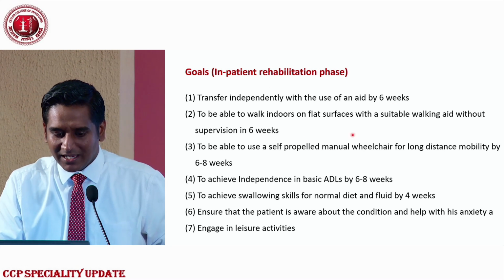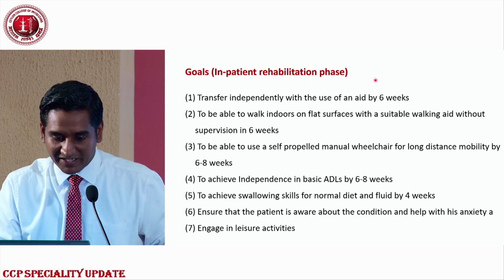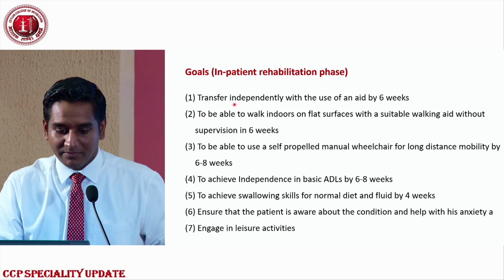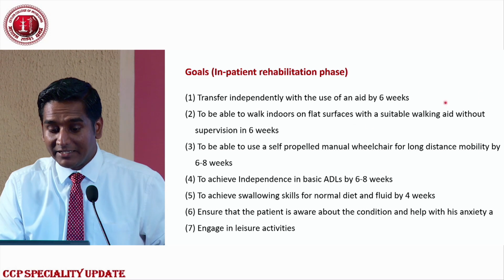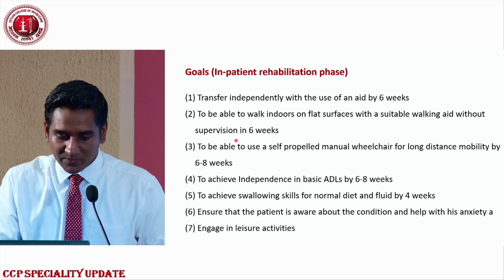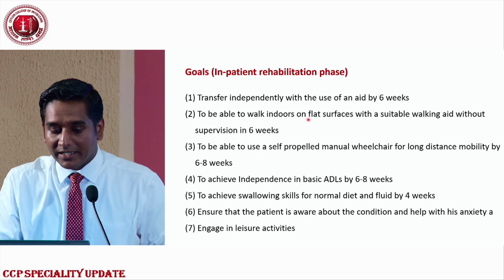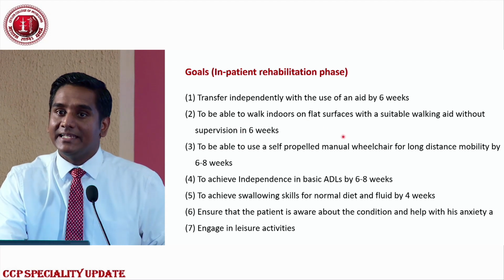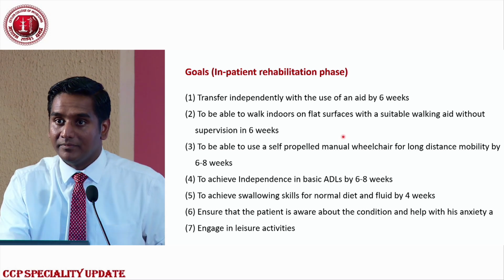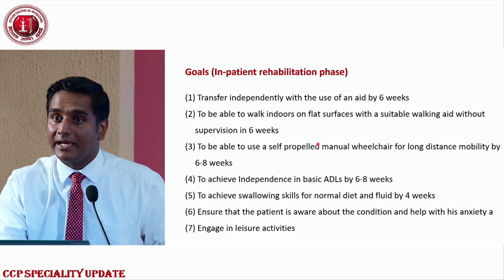So just to see how we set goals in the rehab phase, very briefly. Initially, we were getting him to the wheelchair by 4 weeks, but now we are thinking of transferring independently with use of an aid, which is a frame, from bed to chair, again by 6 weeks. And to be able to walk indoors, because one of the concepts of goal setting is to be realistic. The patient would say, can I walk? He's a cyclist, but we are becoming a bit realistic. We are saying, maybe not at the moment.